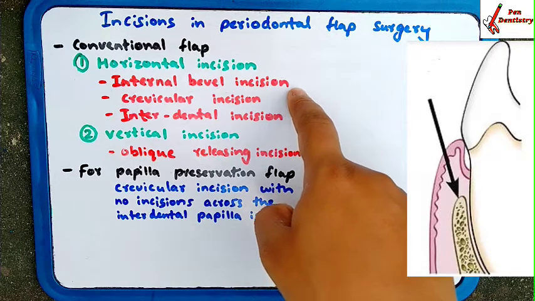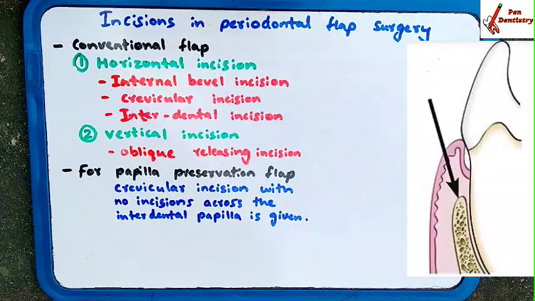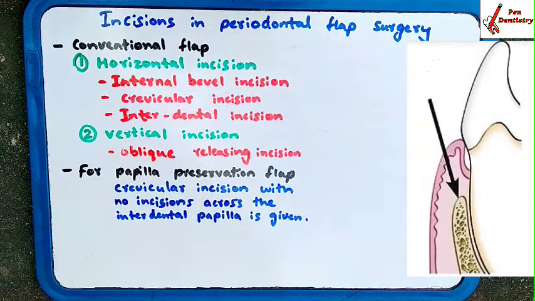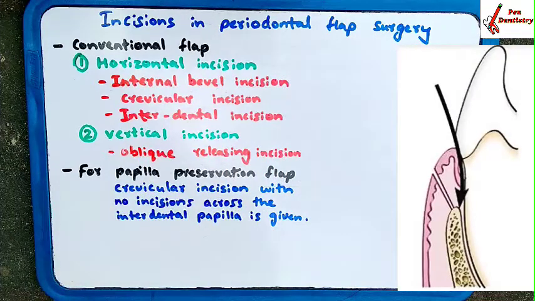As I have explained about the flap surgeries, in that also the first step is the internal bevel incision. It is hitting the bone crest. You start away from the gingival margin and aim at the crestal bone. The second one is the crevicular incision. This is the second incision made in the flap surgery. This is made from the base of the pocket to the crest of the bone.